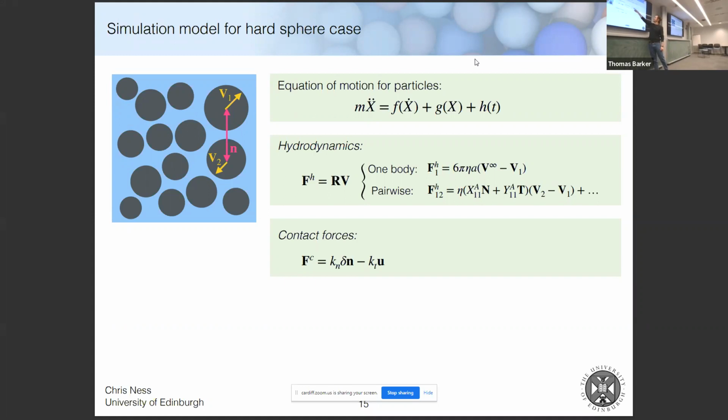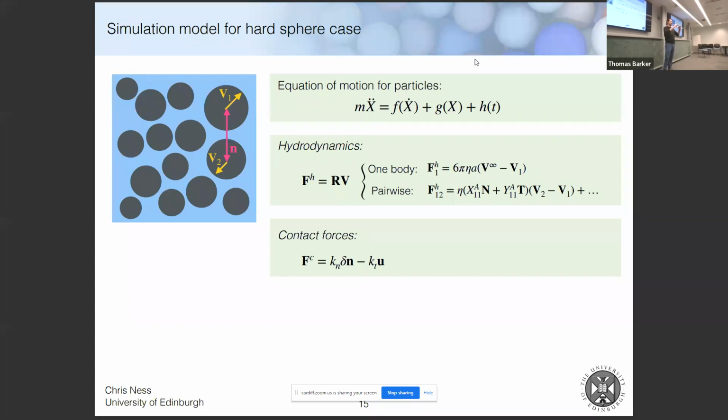So this is, every particle has a velocity, and the background fluid has a velocity at the position of that particle. So this is a drag force which pulls the particles along at the velocity of the liquid. Then we have pairwise lubrication forces.